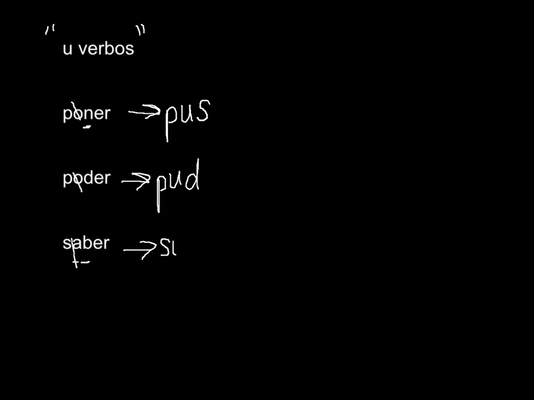On the next slide, we have what we call our U verbs. In this case, all of our O's and A's are changing to the letter U. In the verb poner, we don't just have a U change, we also have an N change. It changes to the letter S. In poder, we simply are changing the O to U, and on saber, it's similar to poner, the B changes to the letter P.